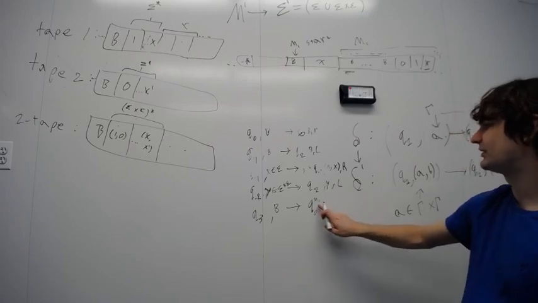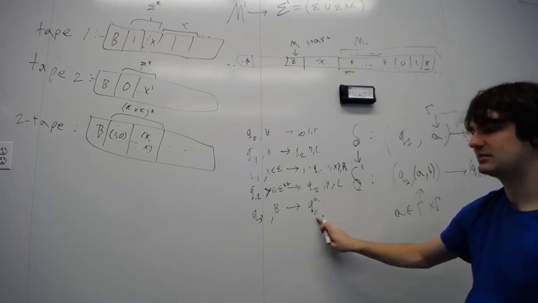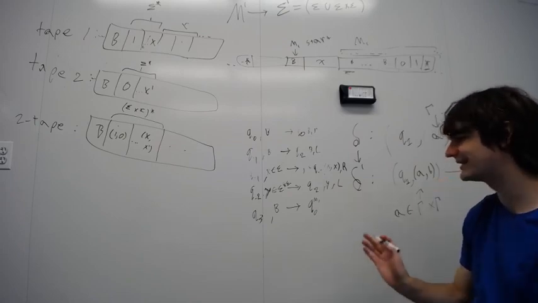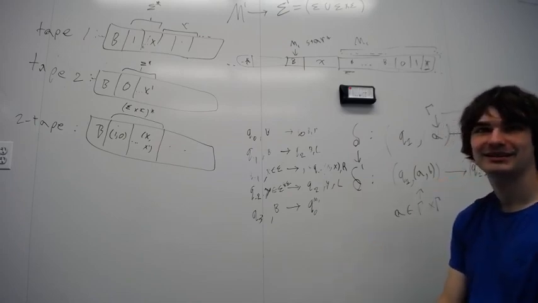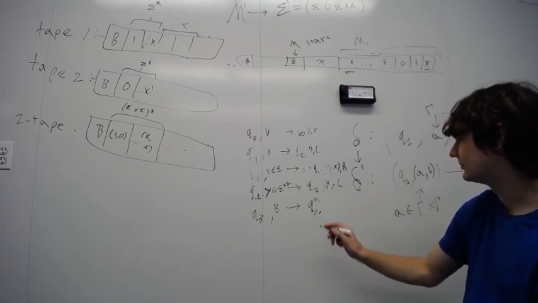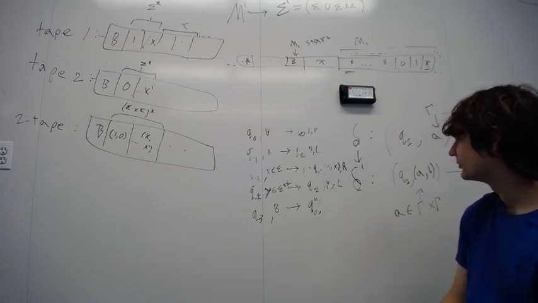Well, this is telling me what machine it's from, and this is telling me what state it was. That's how I'm doing it, at least for now. Would it be wrong if I said Q subscript M1, comma, 0? Not wrong. As long as you define it, it works. And then it writes blank.